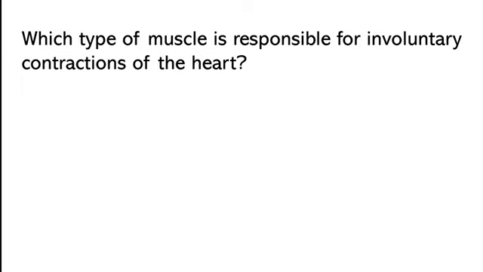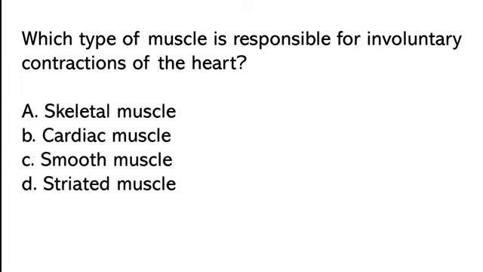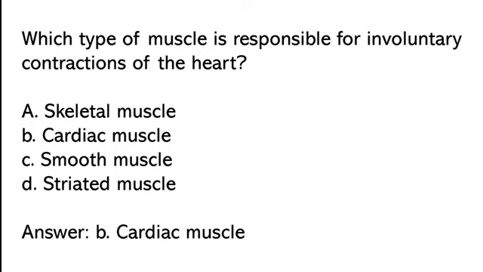Which type of muscle is responsible for involuntary contractions of the heart? Skeletal muscle, cardiac muscle, smooth muscle, striated muscle. So the correct answer is option B, cardiac muscle.